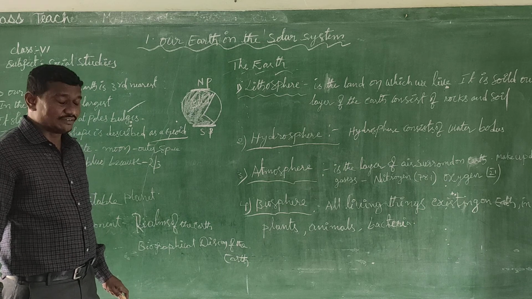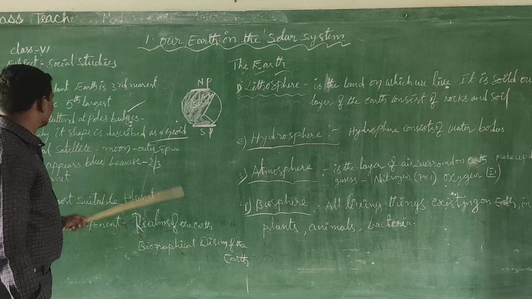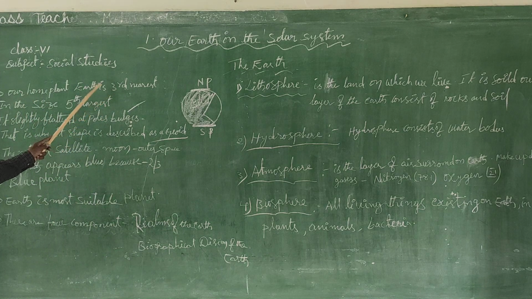Okay, children, what are we discussing today? The planet Earth. It is the third planet. It is our home planet. It is the third planet nearest to the sun. In size, it is the fifth largest planet in the solar system. It is flat at the poles and bulges in the middle. Bulges means a round swelling. And that's why its shape is described as a geoid. Geoid means like an earth surface.